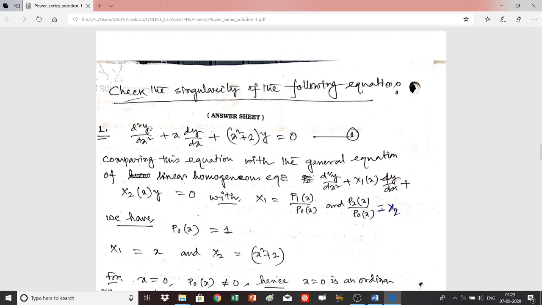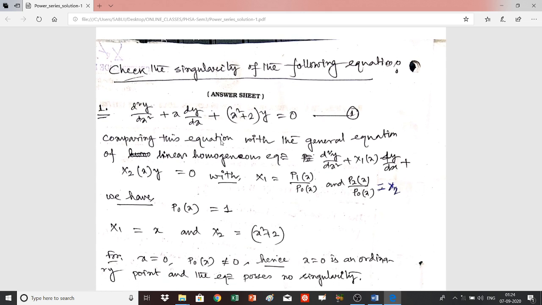Here, this type of equation is given, and we know that this is a linear homogeneous equation, and we have to solve this equation in the power series method. To solve it in the power series method, we first have to check the singularity of the equation, that means for a certain value of x, whether this equation has an ordinary point or singular points, and if a singular point is there, then which kind of singular point it is. That means whether it is an ordinary point, or whether it is a regular singular point or irregular singular point.